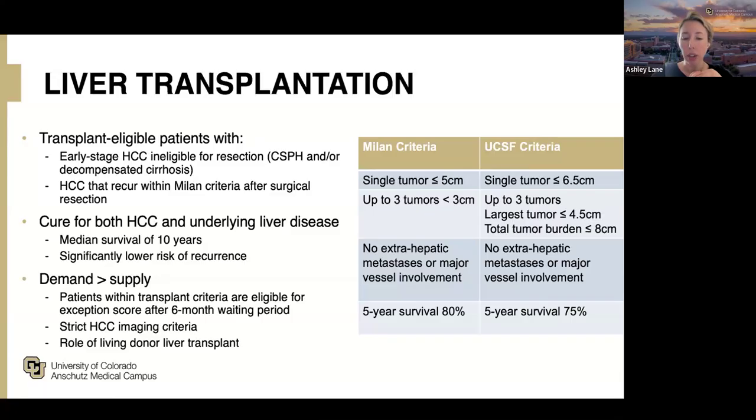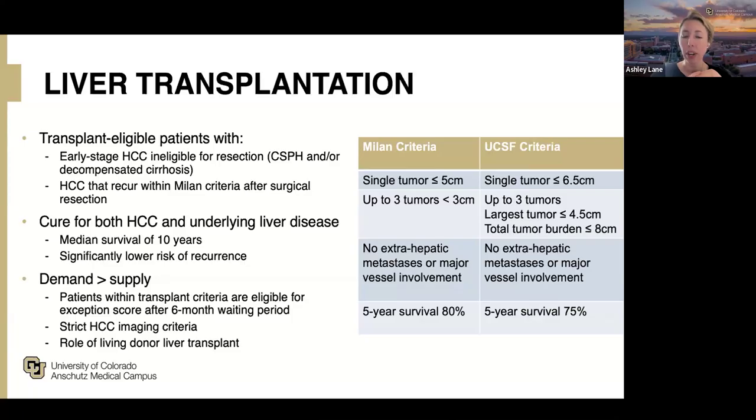So for the Milan criteria, that is a single tumor up to 5 centimeters or up to 3 tumors less than 3 centimeters. They can't have extrahepatic disease, so no METs, no major vessel involvement, so portal vein tumor thrombus. And we know the 5-year survival is pretty darn good, so 80%.